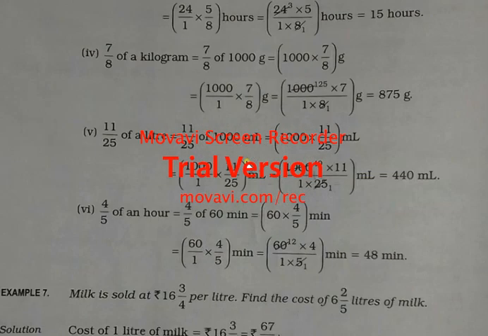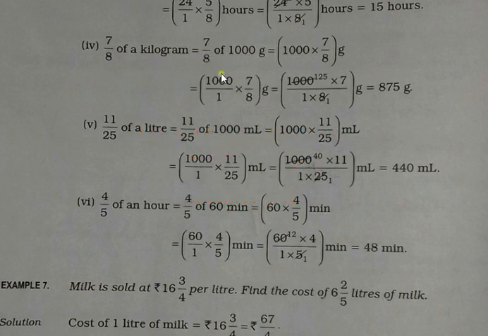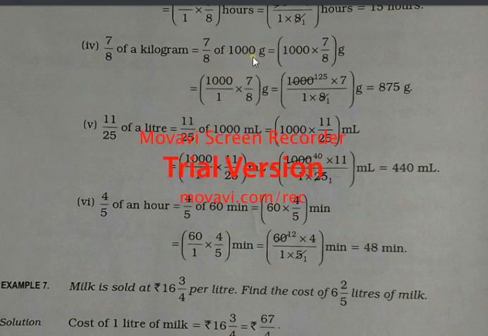Now if you see below, it is number 4. 7 by 8 of a kilogram. 7 by 8 of 1000 gram is written over here. Why? Because in a kilogram there are 1000 grams. So 7 by 8 of 1000 grams. So 1000 into 7 by 8 it is. If nothing is below, then there is 1. So what happened? 1000 into 7 has been done, and 1 into 8 has been done.